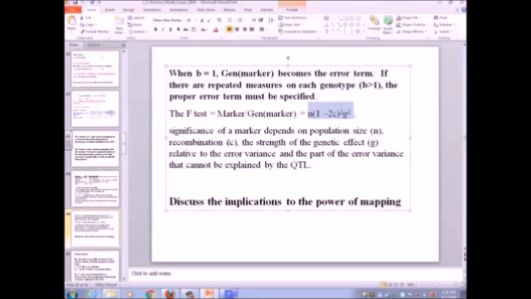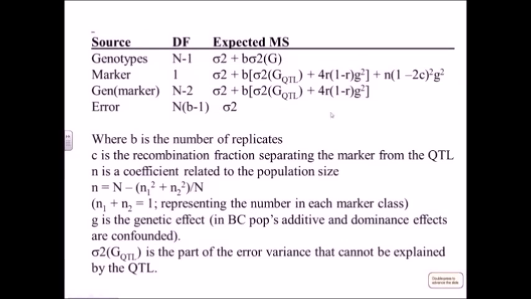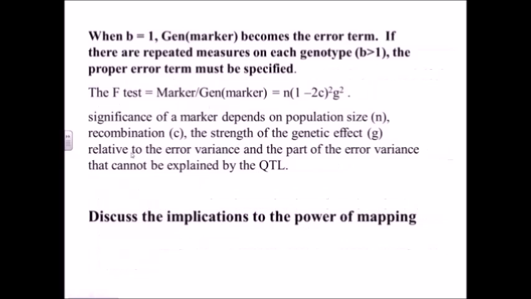So what happens if I plug 0.5 into this equation? It's 0. What does an F-test of 0 mean? It's not significant. This equation relates directly back to the expected mean squares of our F-test. And it points out the importance of increasing population sizes and possibly increasing marker density. So the power of mapping is related to both marker density and population size.